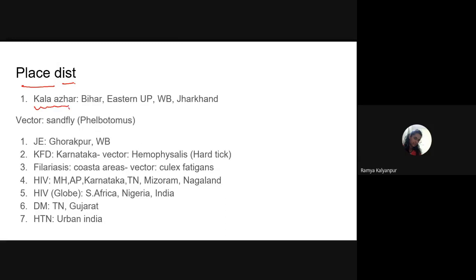Next, when we come to the place distribution, students, just see here. Some diseases are there, for example, Kala Azar. Kala Azar is most commonly caused by the vector sandfly. And remember, in India, this Kala Azar is seen only in about four or five states. So what are they? It is highest in Bihar, then Eastern UP, West Bengal, and Jharkhand. So these are the four states where Kala Azar is seen.